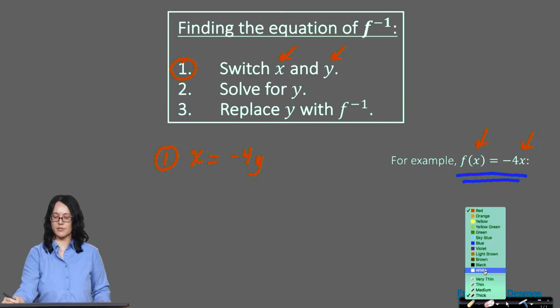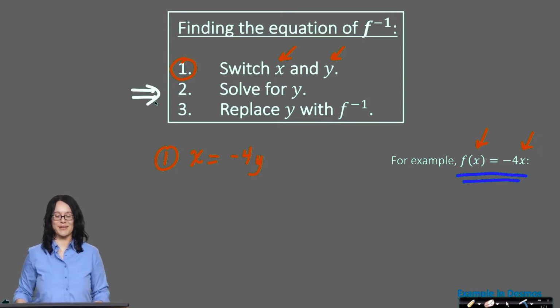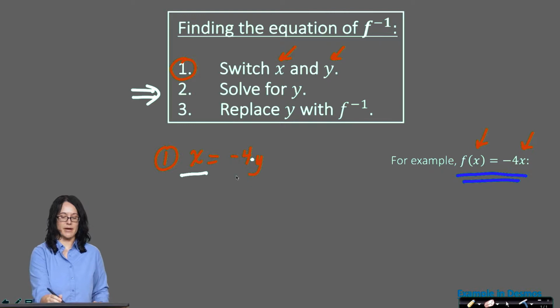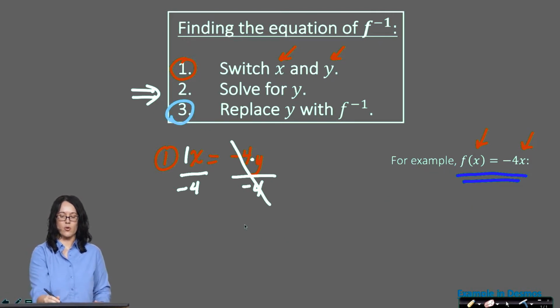Okay, let's go to step 2. Solve for y. This is just you showing off your algebra skills. How do you undo multiplication? Division, the inverse operation. So this would be divide both sides by the number touching y, negative 4. Be sure you know what this means. The coefficient of x here was implied to be a 1. So what do we really have? That's right. We have, as step number 3 here, we're going to replace y with f inverse in the end. We have that y equals negative 1 over 4x.